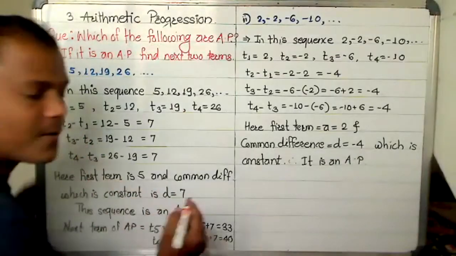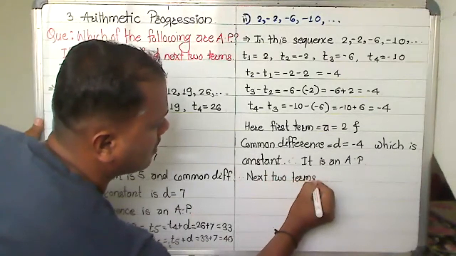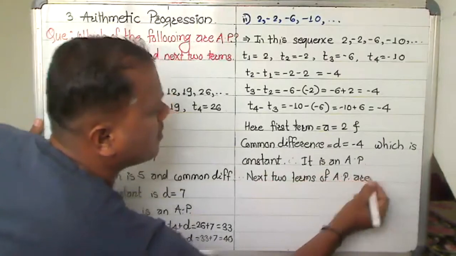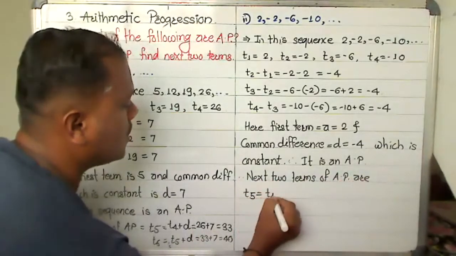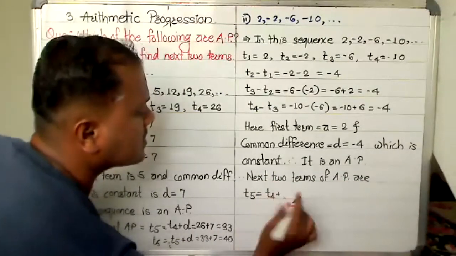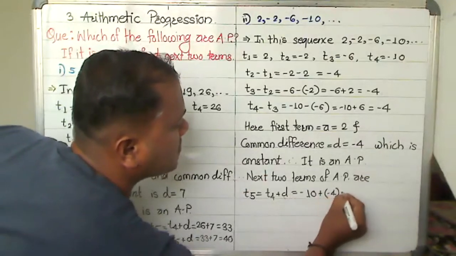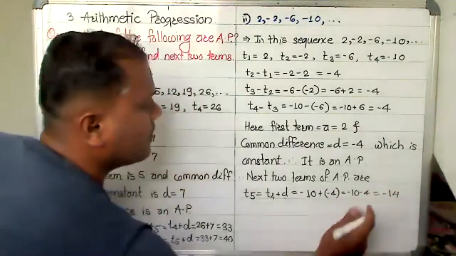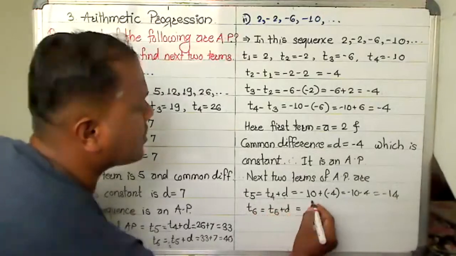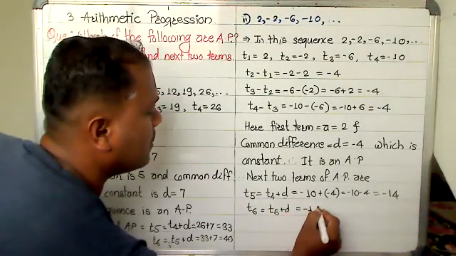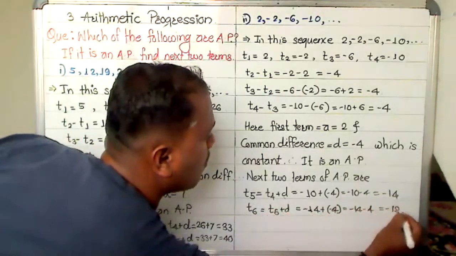So the next two terms of the AP are: T5 is equal to T4 plus D. The value of T4 is minus 10 and D is minus 4, so minus 10 minus 4 is minus 14. And T6 is equal to T5 plus D, which is minus 14 plus minus 4, which is minus 14 minus 4, equal to minus 18.